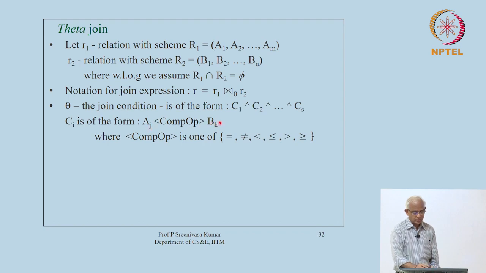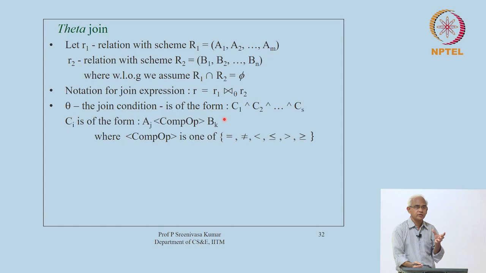Aj compared with some Bk. Notice that there is no need for having a condition in which attributes of the same relation are compared, because we are talking about a join condition here. So, attributes from one relation have to be compared with attributes of the other relation. If you are comparing attributes of the same relation, you might as well do it in the selection conditions, right, you do not have to do it in the join.